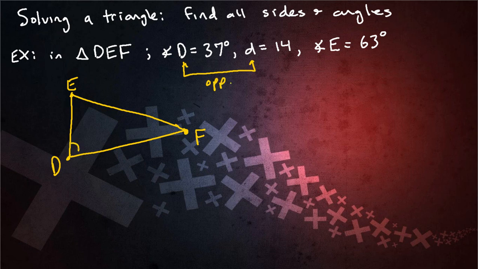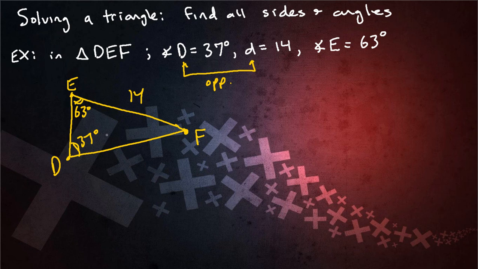So angle D is 37 degrees. I didn't really draw this in proportion, but it doesn't matter. And opposite of it, I just have to make sure I get everything in the right spot. So the 14 is opposite of the 37. And I have an angle E is 63 degrees. It really doesn't matter where I put these letters, as long as I put the numbers in the correct spot. Okay, so I have my two angles and a side, and I need to solve the triangle.